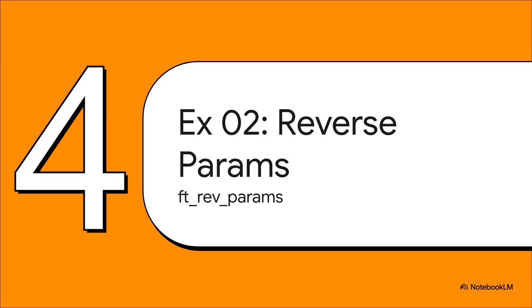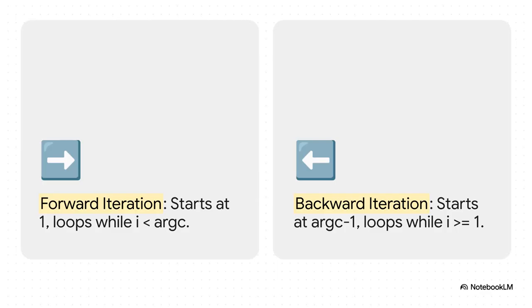Okay, part 4, exercise 02, reversing parameters. Now we're really getting into some algorithmic thinking. In exercise 02, we take the exact same concept from exercise 01, but we flip it entirely in reverse. Let's compare the logic closely here. In forward iteration, we started at index 1 and moved up.